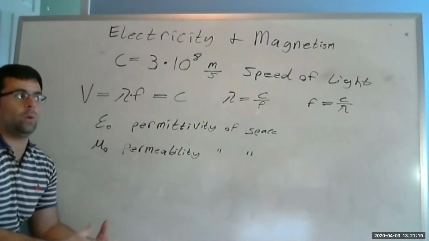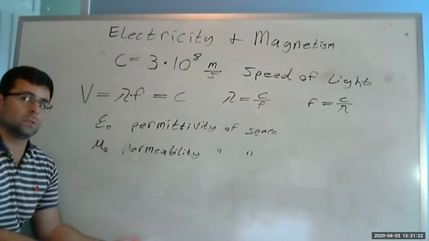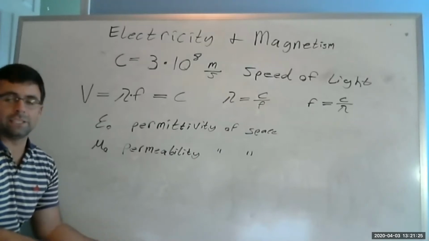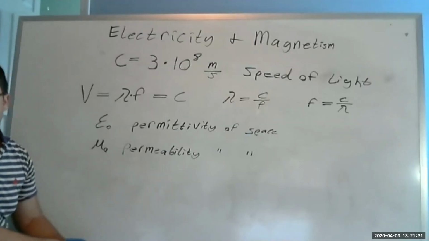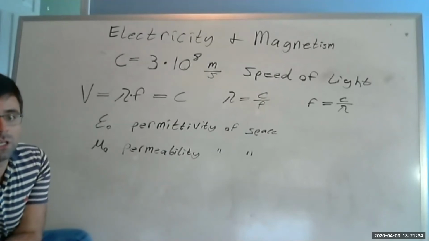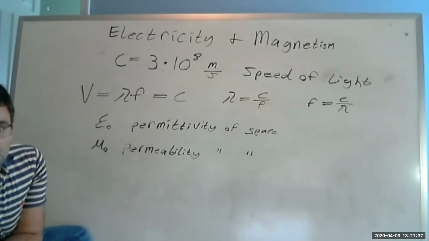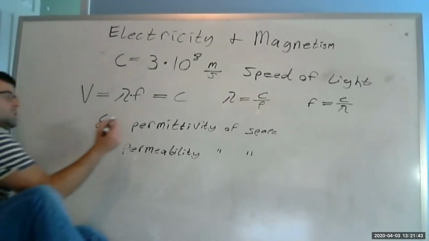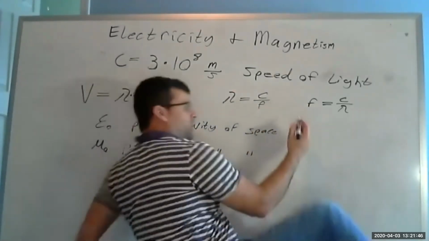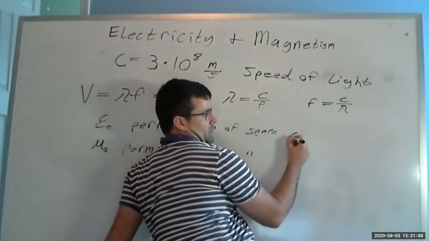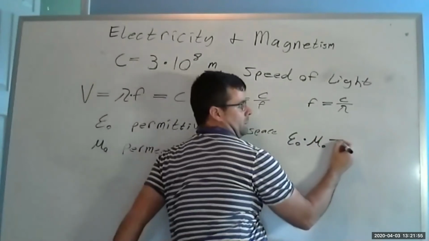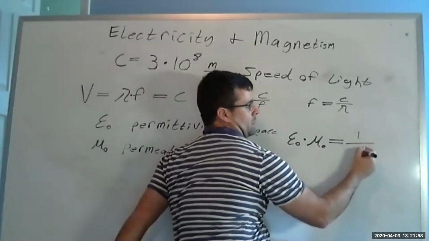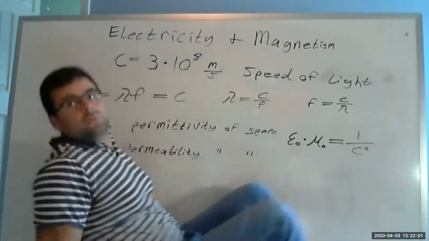So how easy a wave travels through something, how quickly a wave travels through something, is directly related to how easy it is for that wave to exist in that thing. And this is actually where the speed of light comes from. And this is a big deal, but these two things combine together: epsilon naught times mu naught equals one over c squared.